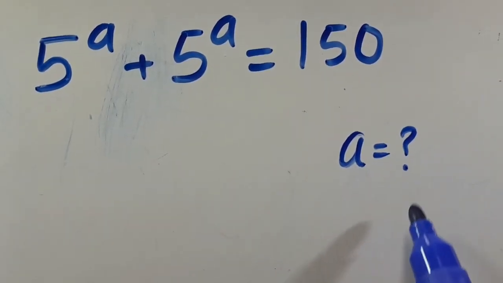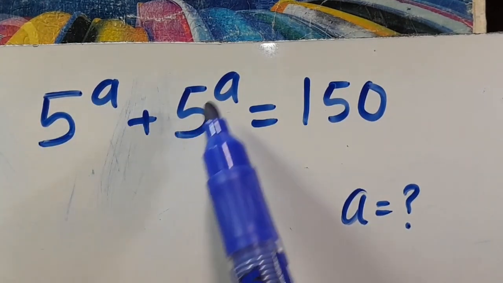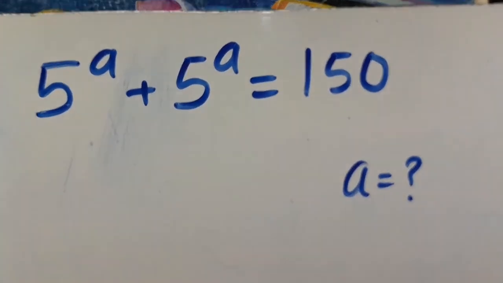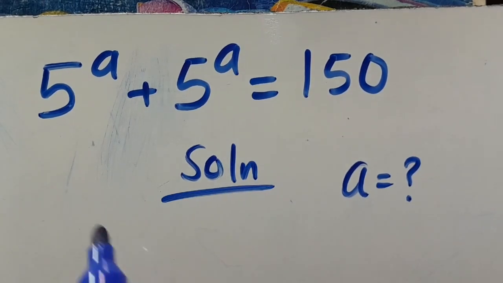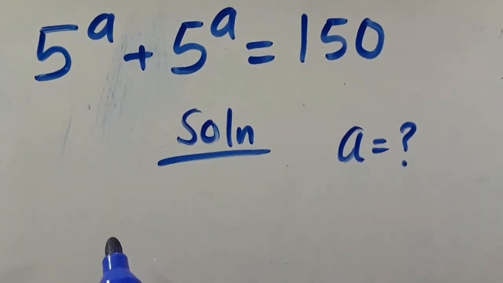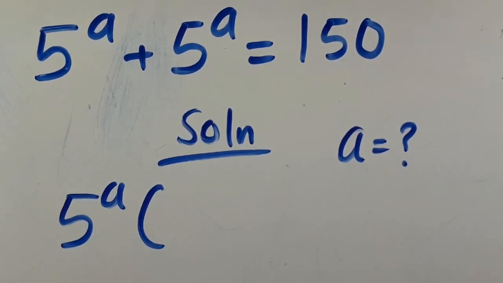We want to find the value of a, given that 5 to the power of a plus 5 to the power of a equals 150. Then from here, let's have the solution. We have 5 to the power of a in common, so we can factor it out as 5 to the power of a. Then we open the bracket.